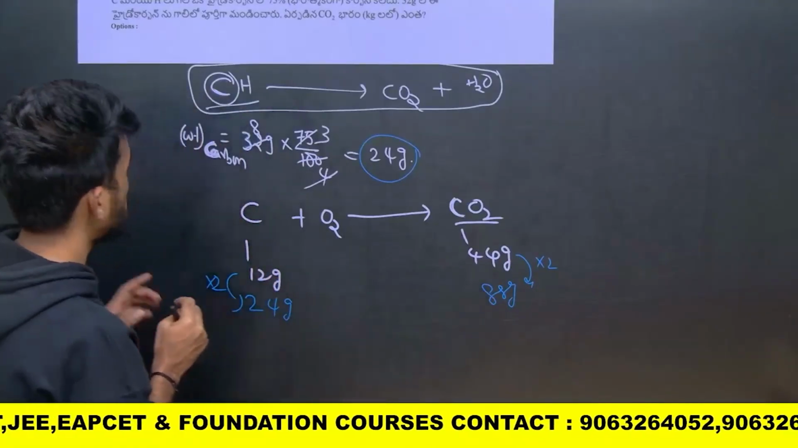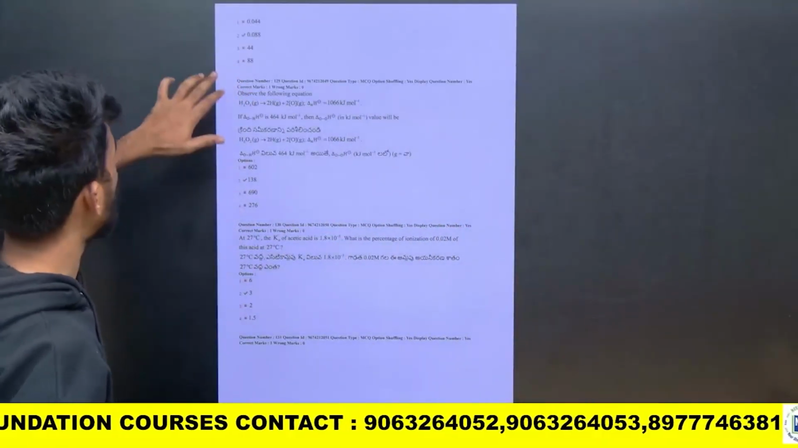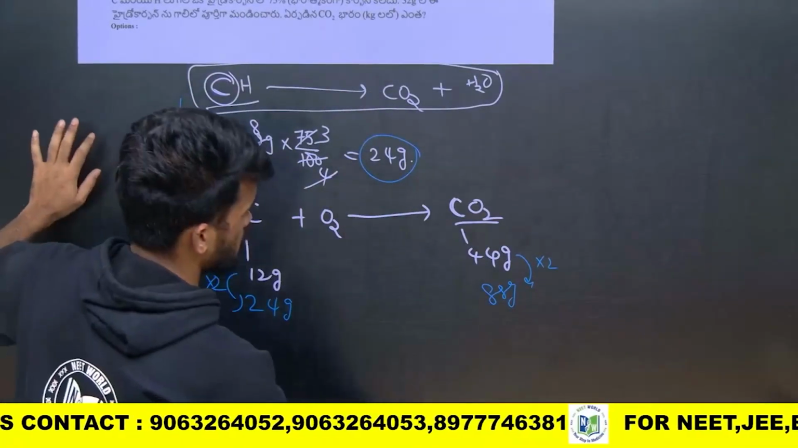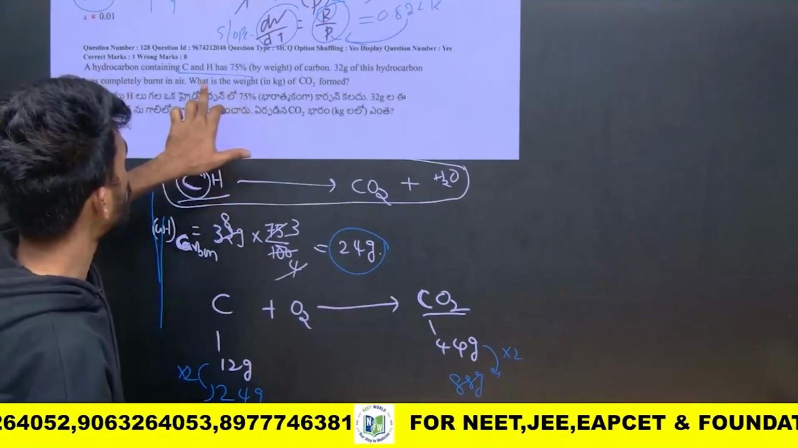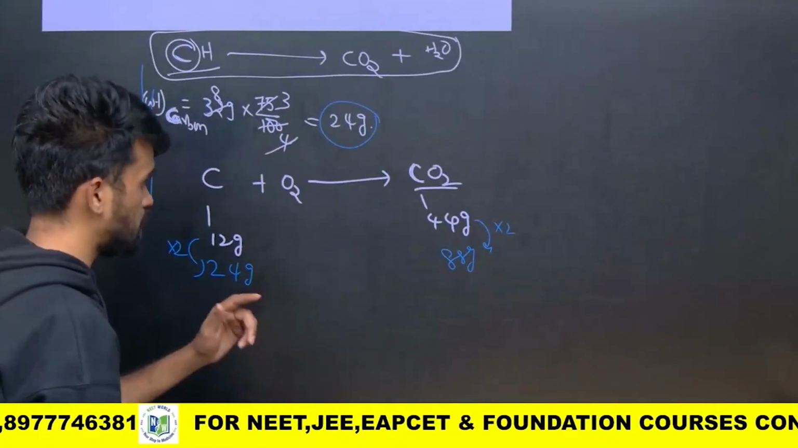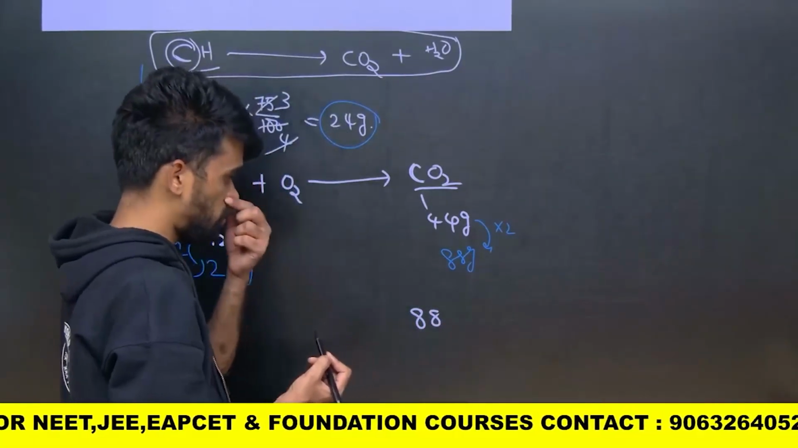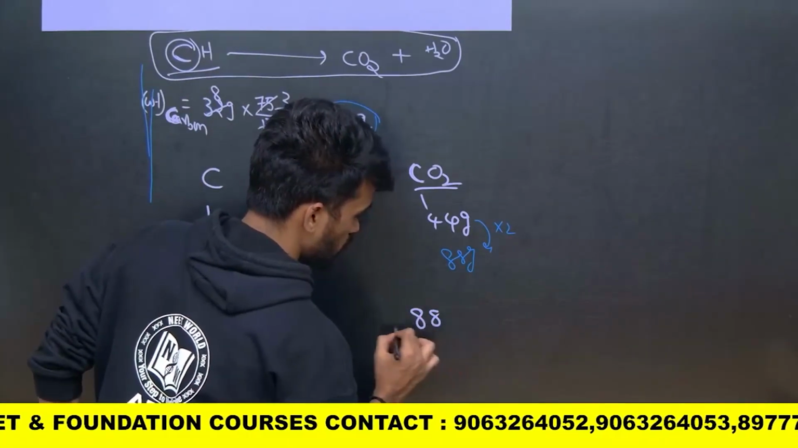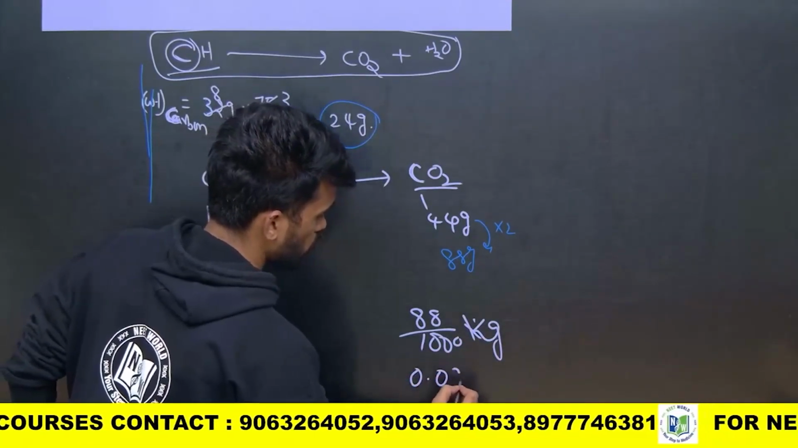So 88 grams. In the given options, you will not be having 88 as the answer, but you have something like 0.088. See why it is: because they told us to express your answer in kg. We got the answer in grams, 88 grams. So what is the weight in kgs of CO2? We can write in kgs by dividing by 1000. So 88 by 1000 in kgs, so it can be 0.088 kgs.